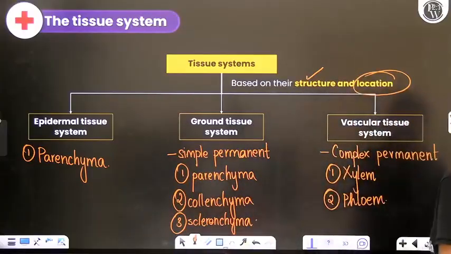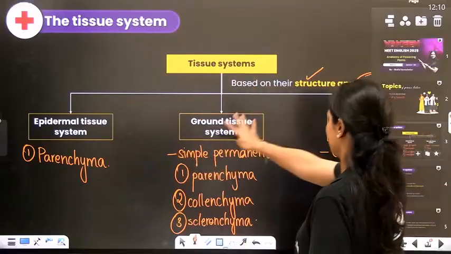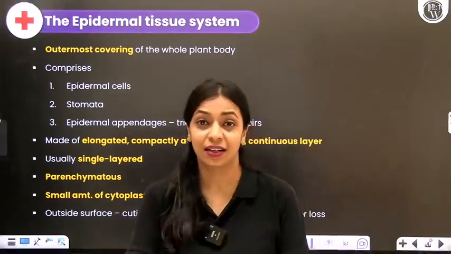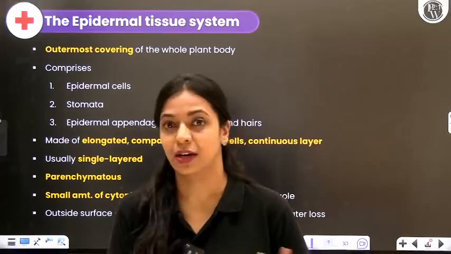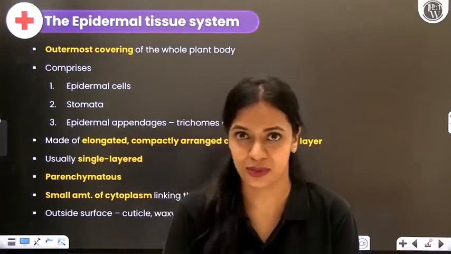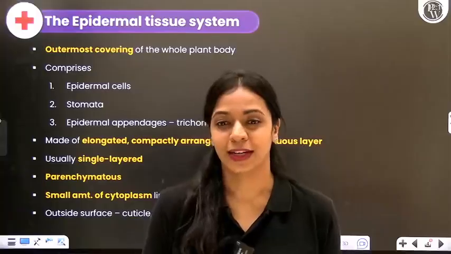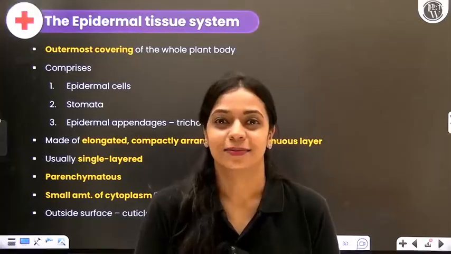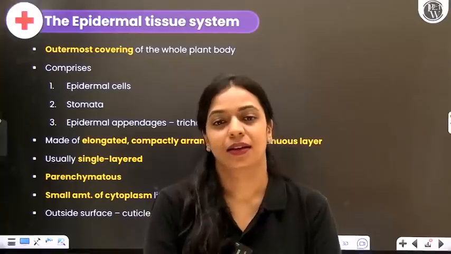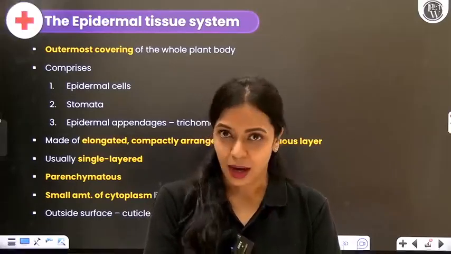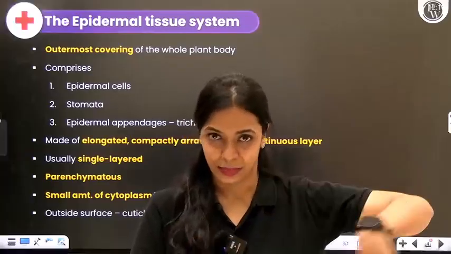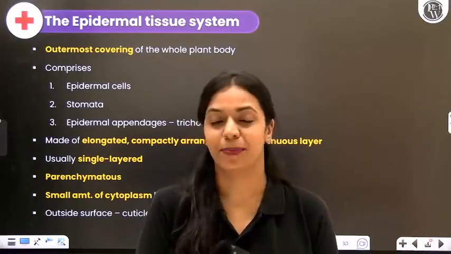Okay, so now let's move on and talk about each of these systems one by one. We'll start off with the epidermal tissue system. Dermatologist, you know, right? Dermatologist is somebody who is concerned with your skin related issues, right? He's a doctor. You all could be dermatologists in the future. Derma basically means skin. Epidermal means, epi means above, the outermost layer, dermal layer in the plant, that is called epidermal tissue.